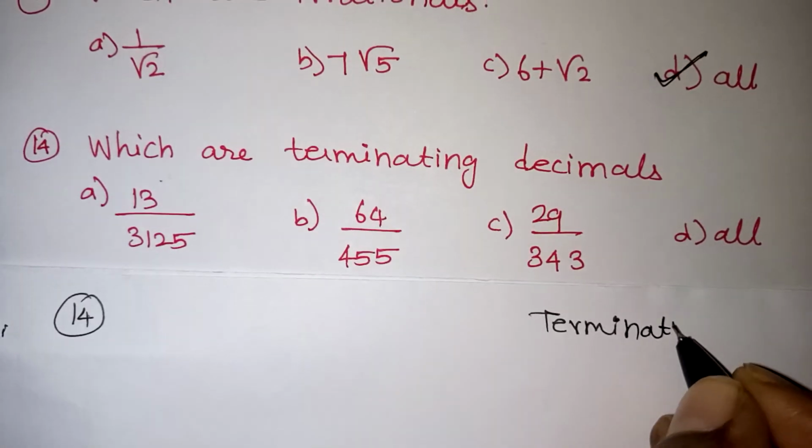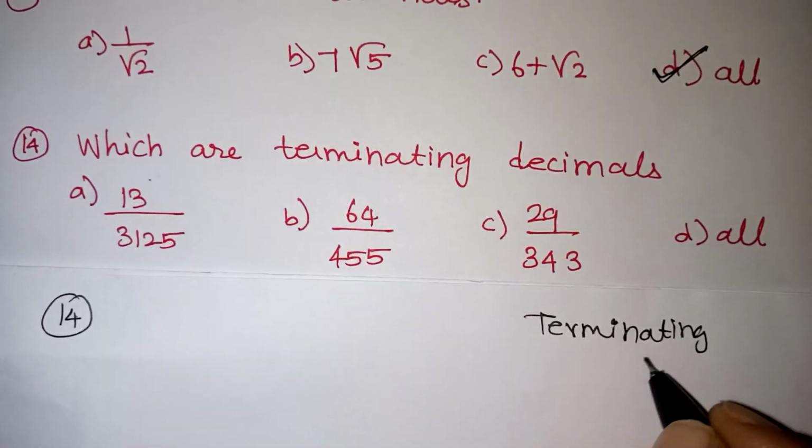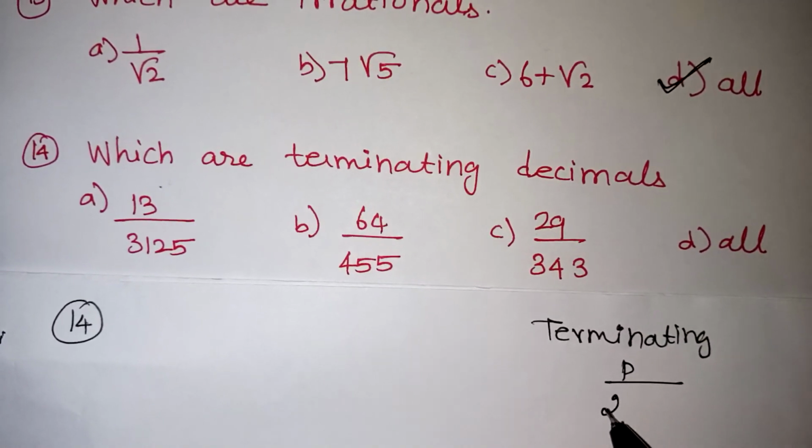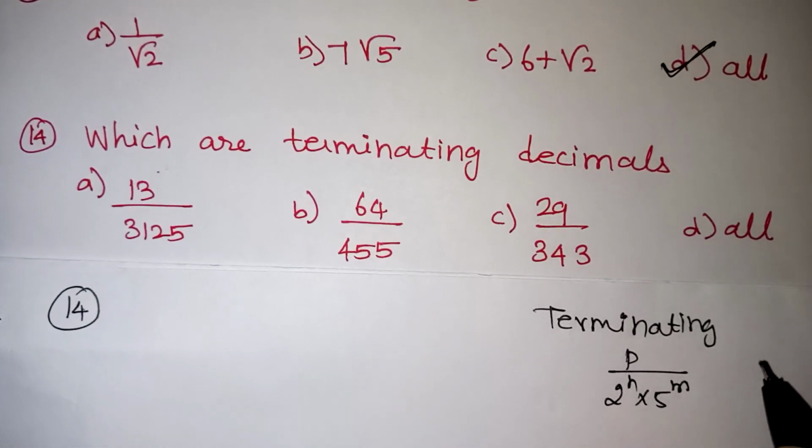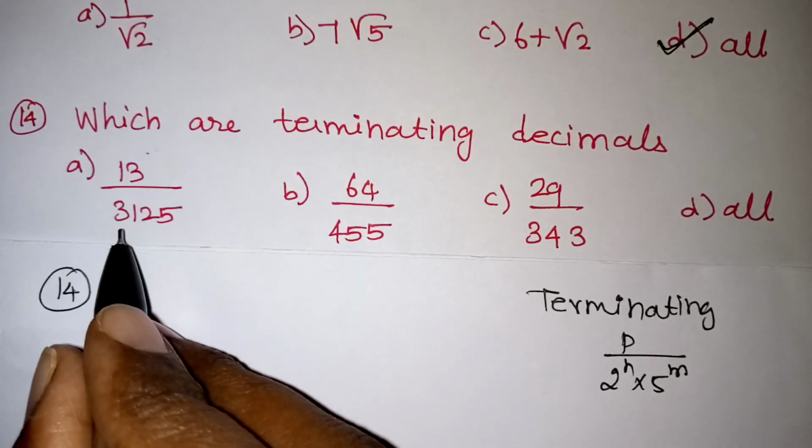So the terminating decimal should consist of a numerator that can be anything, but the denominator should be 2 power something and 5 power something. Anyone is there also, it will be okay. Children listen, look at the first problem.